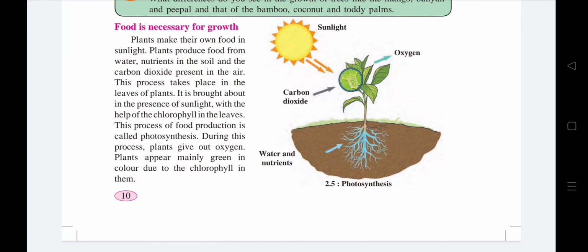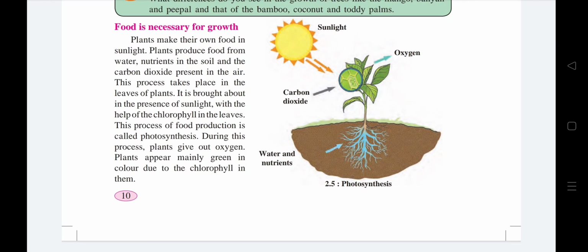In the process of photosynthesis, leaves work with the help of carbon dioxide and the sunlight taken from the sun. So sunlight and carbon dioxide act in the leaf, photosynthesis takes place, and with the help of photosynthesis food is produced in the plant. These leaves are green in color. Whichever leaf is green has a particular substance called chlorophyll in it. This chlorophyll works in the process of photosynthesis.